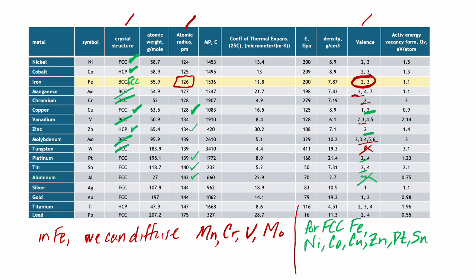Now, all we know is that there is some solubility for those. In some cases, it'll be a lot of solubility. In some cases, it won't be any at all. But you could use this method to determine which metals you can alloy into other metals. All right. So that's for substitutional impurities.